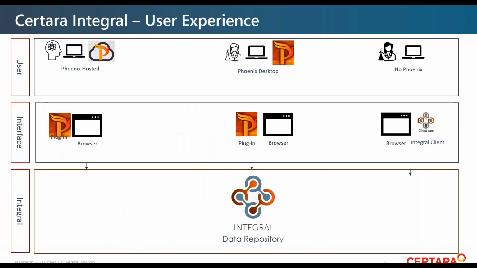This next slide depicts the different users and how they would access Integral. Both the Phoenix hosted and Phoenix desktop users can access Integral either through the Phoenix Integral plugin or through their web browser, such as Chrome, Edge, or Firefox. Users who don't use Phoenix can still access Integral through their web browser, but they can also use a client app, which allows the users to bring studies down to their local environment, continue their work there, and then sync their updated results back to Integral.